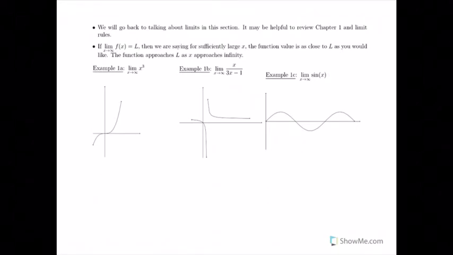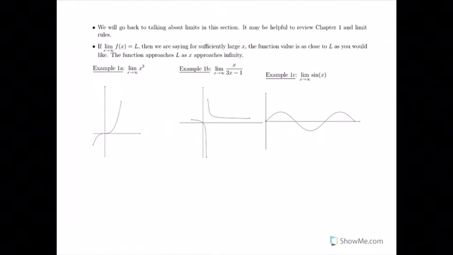The difference in what we're going to be looking at now and what we did in Chapter 1 is that instead of x approaching some finite number, we're going to let x get very, very large or very, very small, approaching infinity or negative infinity. If we're thinking about the definition of the limit, if the limit as x approaches infinity of f of x equals L, we're saying that if x is large enough, we can get our function value as close to that value L as we would like. We say that the function approaches L as x approaches infinity.